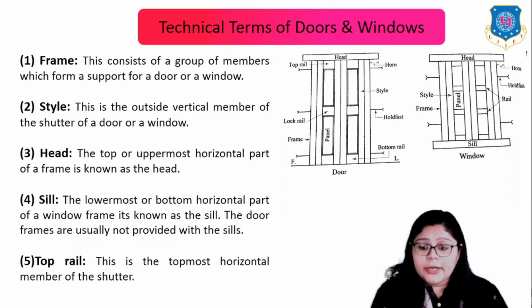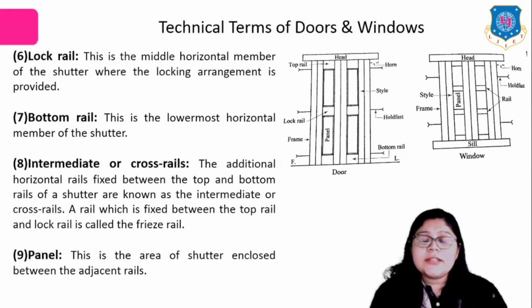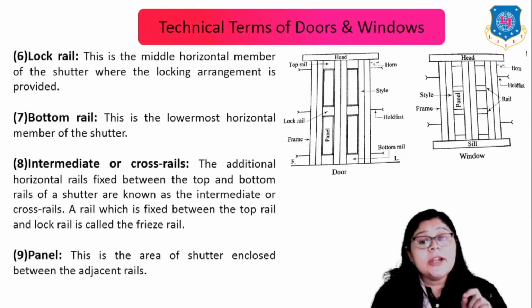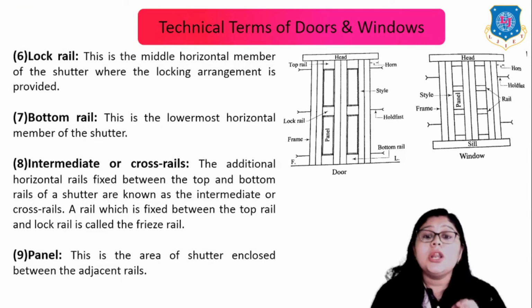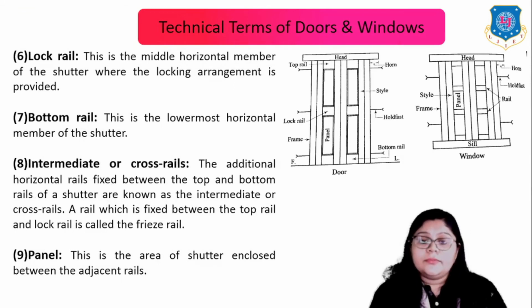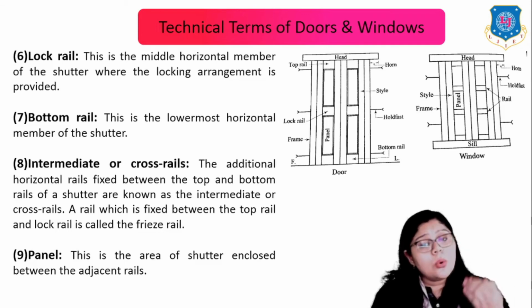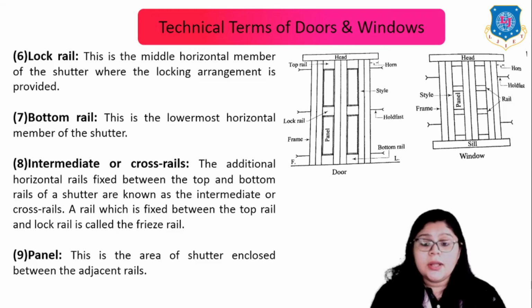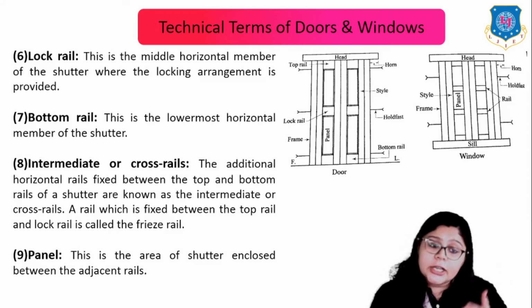Next is the top rail. This is the topmost horizontal member of the shutter, right? Now the sixth one is the lock rail. This is the middle horizontal member of the shutter where the locking arrangement is provided, which is shown in this picture. Now next is the bottom rail. This is the lowermost horizontal member of the shutter.